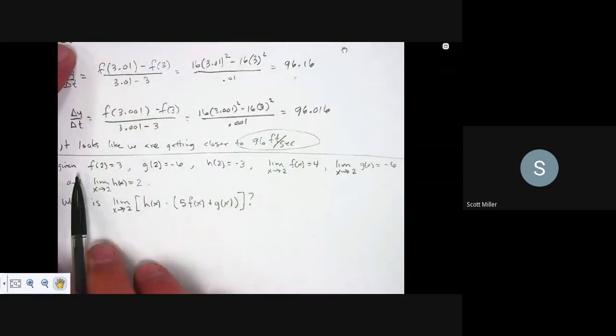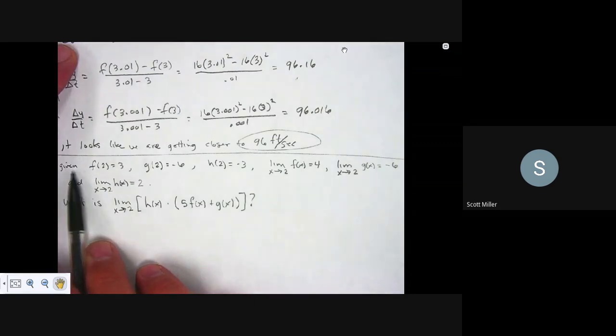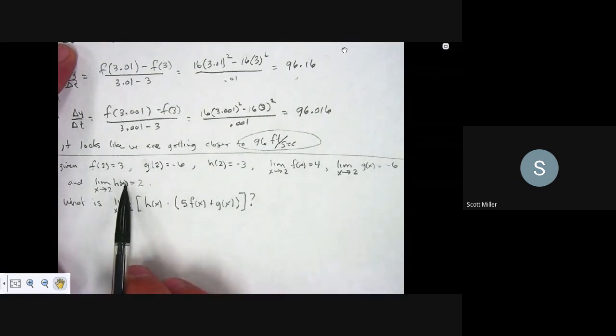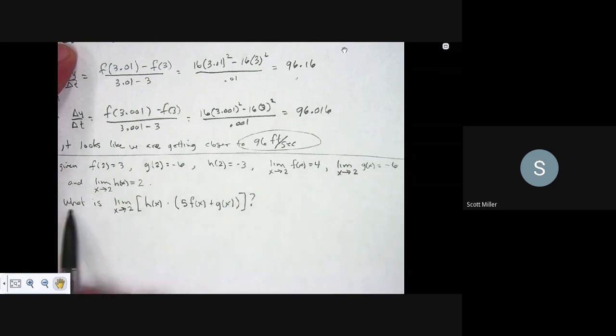Let's see right here. So I laid it all out for you. Here's some things we're given. We're given that f of 2 is 3, g of 2 is -6, h of 2 is -3. The limit of the function f as x approaches 2 is 4. The limit of g of x as x approaches 2 is -6. And the limit of h of x as x approaches 2 is 2. So given that information, what is this limit right here? Okay, this is where you can use your properties to help you work this out.